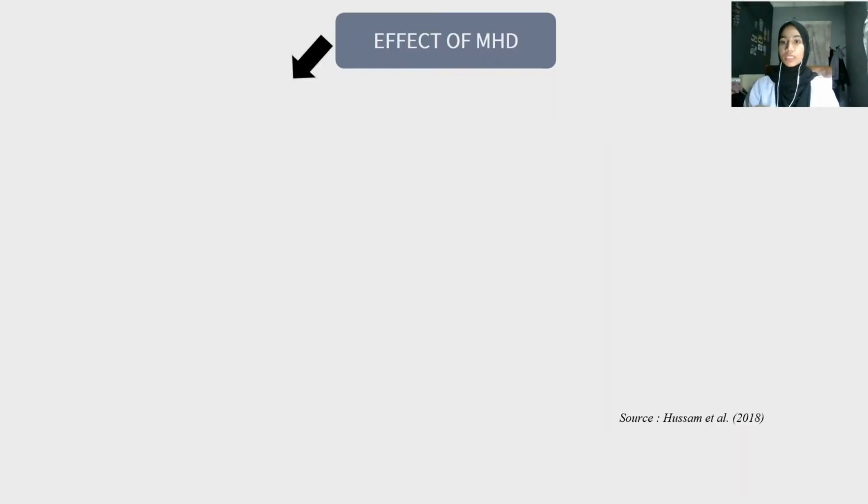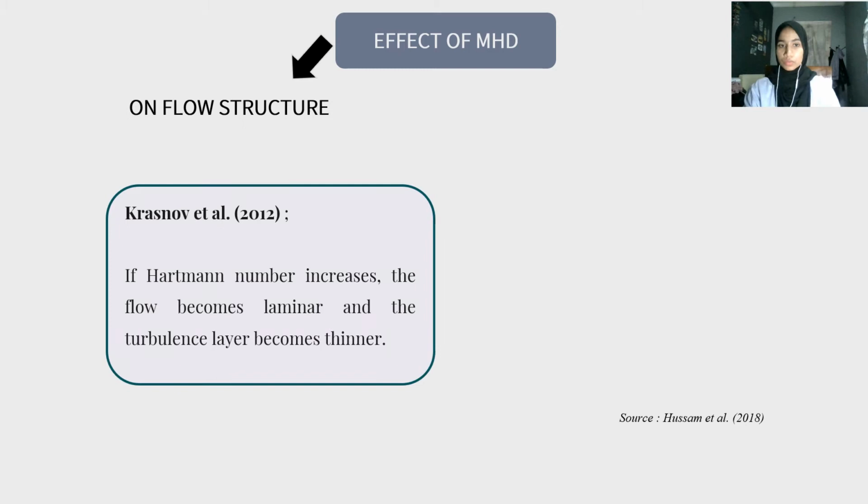Next, a literature review on the effect of MHD on the flow structure. According to Krasnov et al. 2012, if the Hartmann number increases, the flow becomes laminar and the turbulent layer becomes thinner.